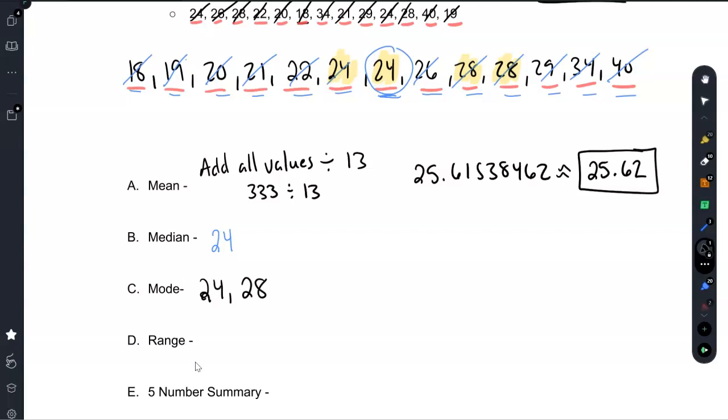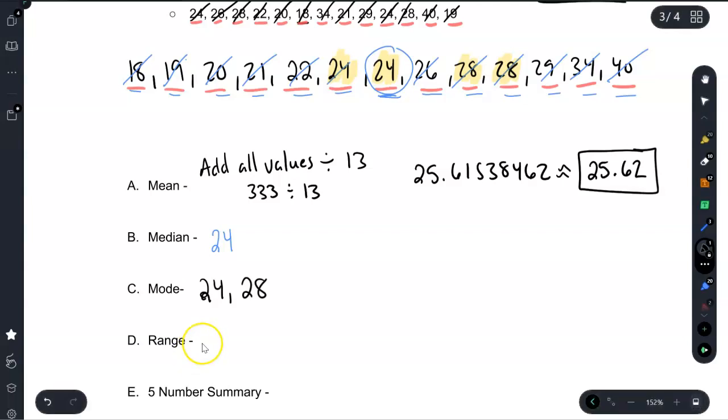The mistake that I'll see here is students will take the average between the 2 values, or if it's 3 values, they'll take the average between the 3 values. We do not want to do that with the mode. We just simply write down the ones that are tied for the most. All right, so I have 24 and 28. They both showed up twice.